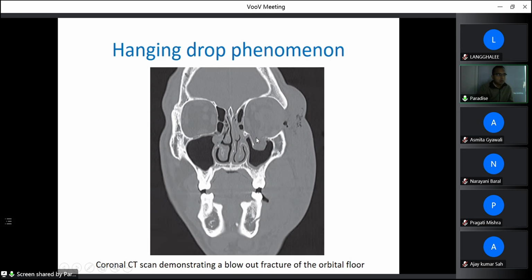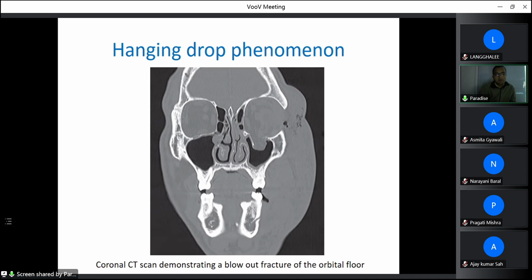Another term is blow-in fracture. In case of blow-in fracture, what happens? Sometimes in case of bullet injury, or if the trauma is from the inferior surface, the orbital floor is fractured, and this orbital floor bone will be extruded into the orbit. It is known as blow-in fracture. Though blow-in fracture is rare, sometimes it happens if the direction of trauma is from the inferior surface, from outside through the maxillary sinus. In that condition, the orbital floor will be fractured, and it will be intruded within the orbit. It is known as blow-in fracture.